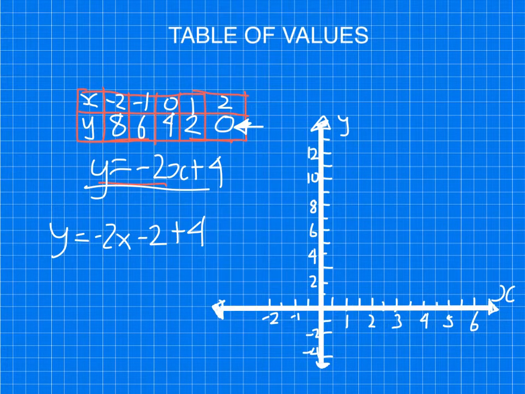So I've now got 5 columns. Each of these columns going down is a point that I can plot. So I can plot the point minus 2, 8: I go across to x is minus 2, up to y is 8. Minus 1, 6 is there, 0, 4, and 1, 2, and 2, 0. So I've got 5 points.